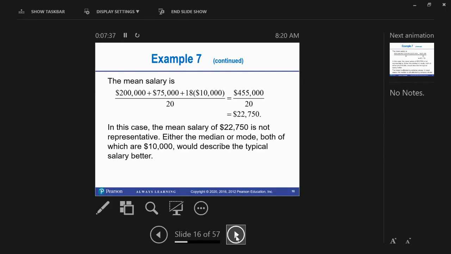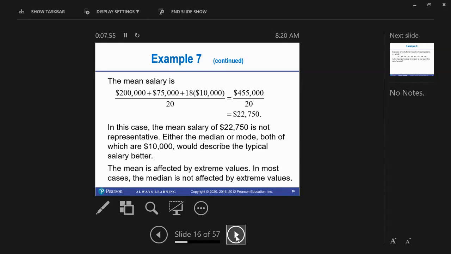Okay, it's just the president and the vice president are skewing that number up by having their salaries in the average. So the median or the mode this time would be a better description of what the typical salary would be. And that's because that mean is affected by those extreme values. In most cases, the median is not going to be affected by extreme values on either end, since it's literally the value in the middle.